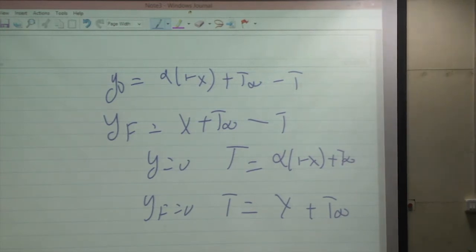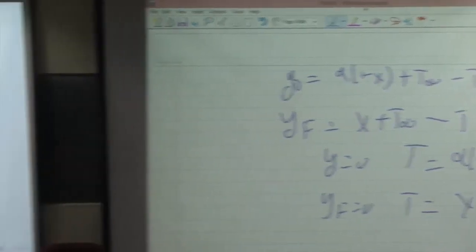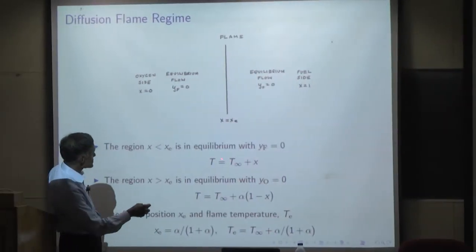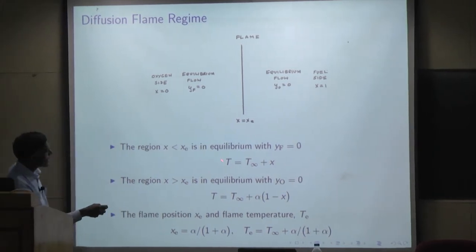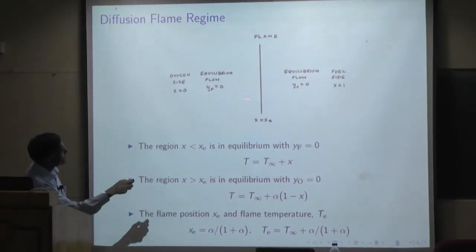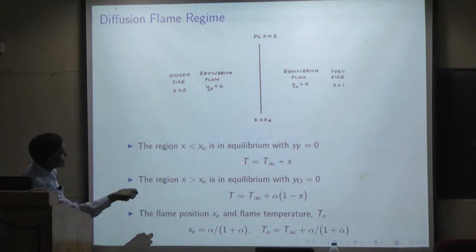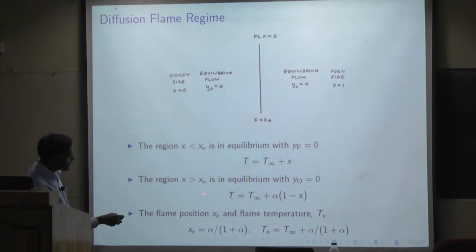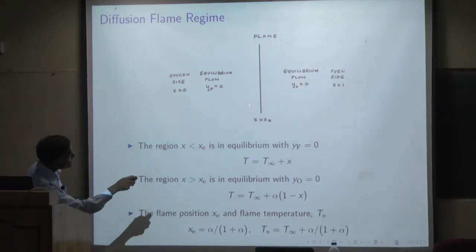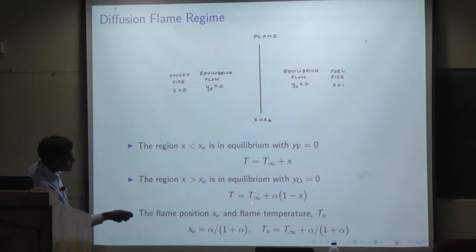Now this is what I've written here. In the region where Y_F is 0, that's the temperature profile, and it happens here. In the region with X greater than X_c, that's the other temperature profile. Now I can equate these two, because at the flame, this must be equal.